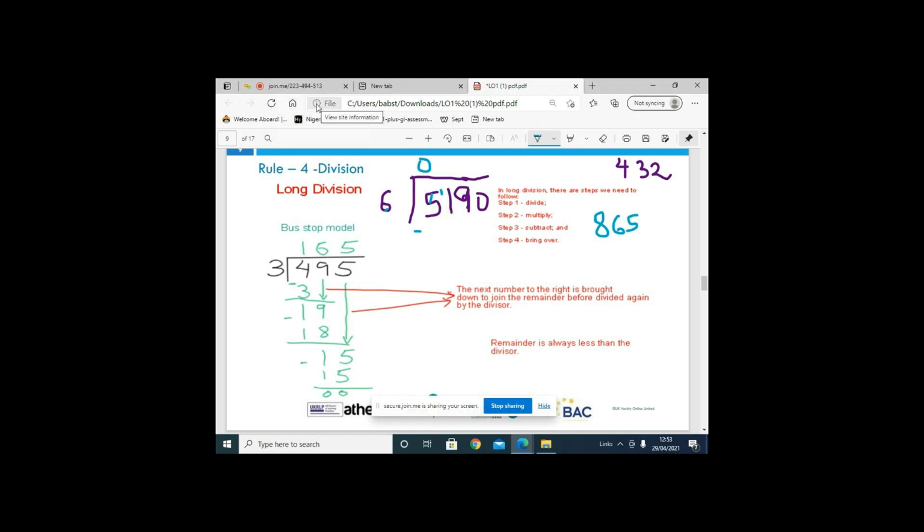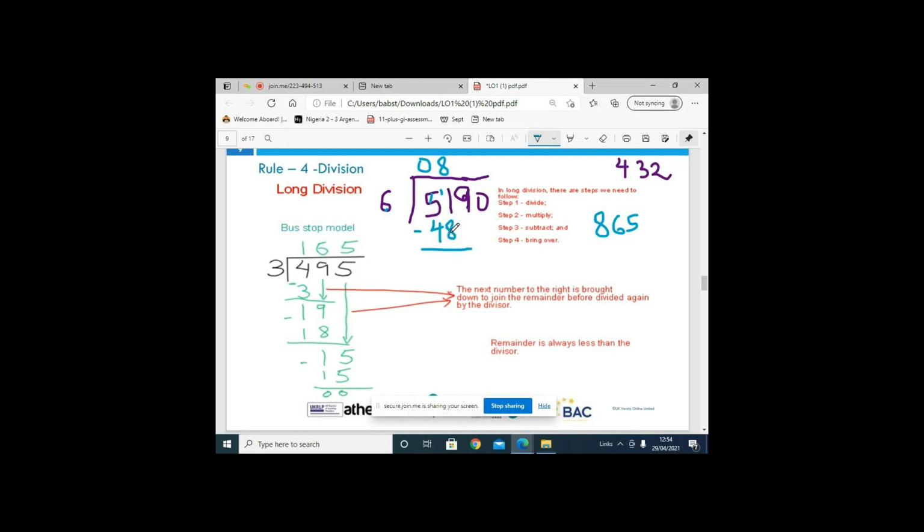That's why I counted the times table. I counted my 6 times table and I got to 48. I realized that 6 times 8 is 48, so I put 8 here. 48 is the closest to 51 in the times table. So I put 48 here. Now you take away 48 from 51 to find the remainder.